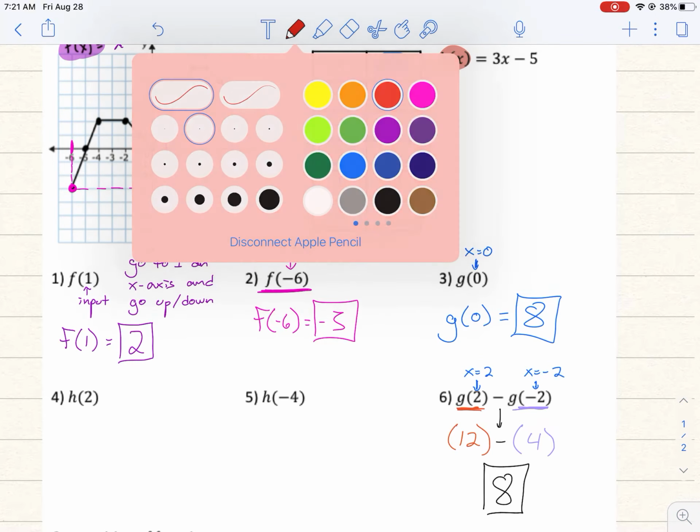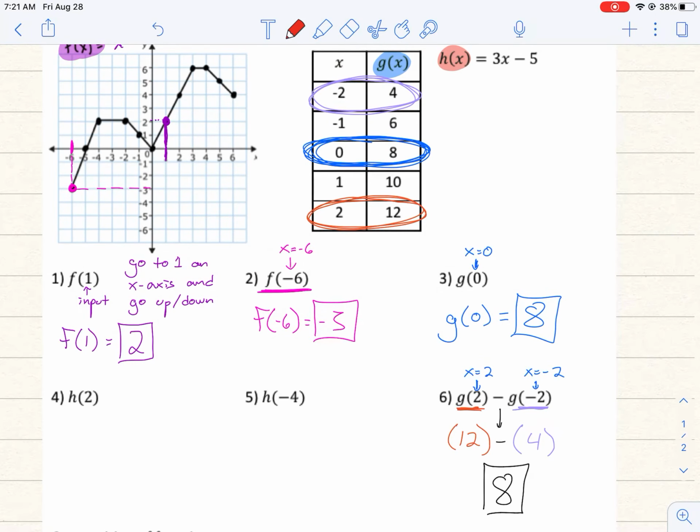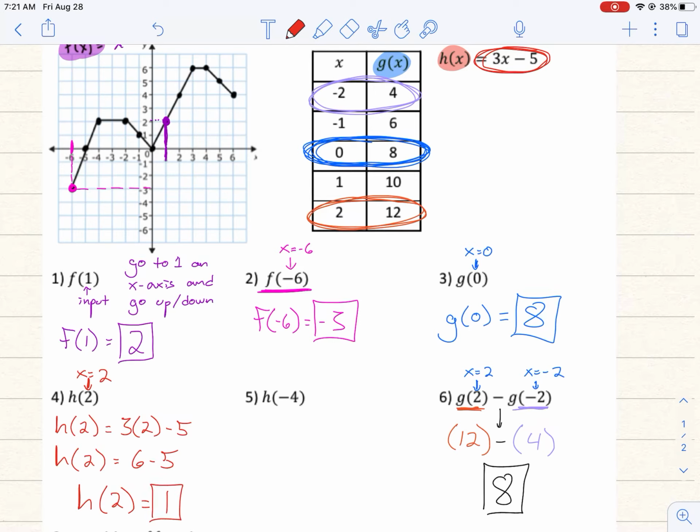Now, as far as the next function goes, h of x is equal to 3x minus 5. I'm going to use this equation each time. Again, this number inside the parentheses is our input. So this is saying when x is equal to 2. If I want to know h of 2, I'm simply substituting that in for x. So it would be 3 times 2 minus 5. So h of 2 is equal to 6 minus 5. h of 2 is equal to 1.